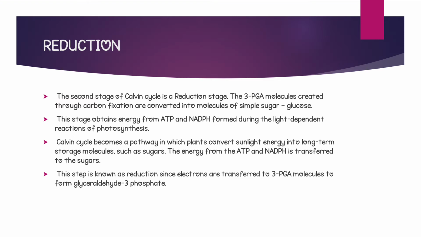The Calvin cycle becomes a pathway in which plants convert sunlight energy into long-term storage molecules such as sugars. The energy from the ATP and NADPH is transferred to the sugars. This step is known as reduction since electrons are transferred to the 3-phosphoglyceric acid molecule to form glyceraldehyde 3-phosphate. In this stage, 2 molecules of phosphoglyceric acid are reduced to glyceraldehyde 3-phosphate. Glyceraldehyde 3-phosphate contains 2 molecules.